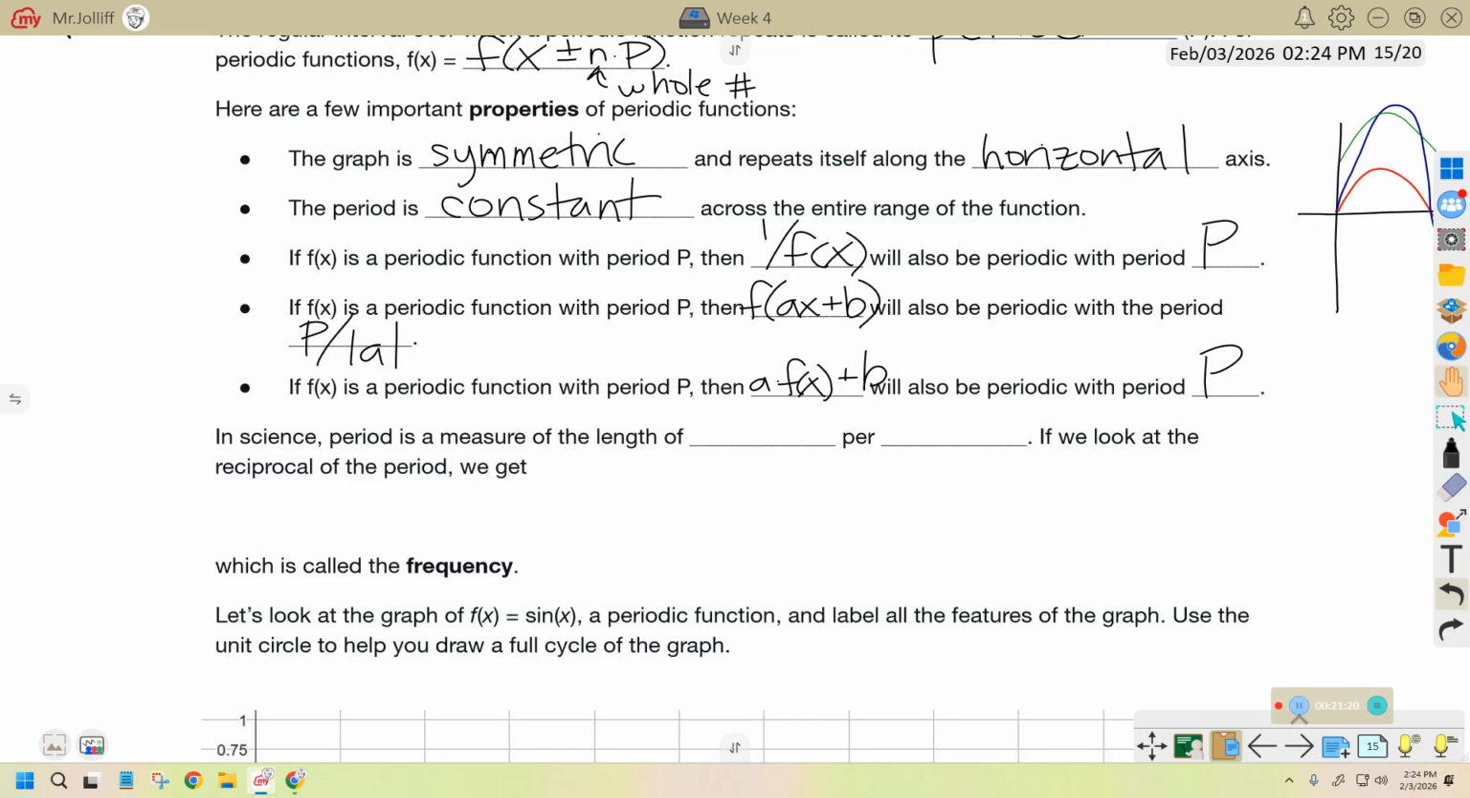Well, in bio, you might see this at some point, because again, parts of living beings do this. But in science, when we talk about the period of a periodic function, instead of looking at it as sine of x, we're looking at sine of t. We're looking at things that oscillate in time. And so oftentimes you see a period as a measure of the length of time per cycle.